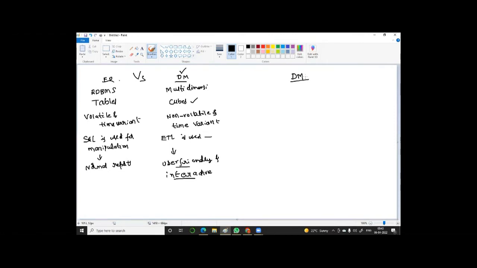Then they will tell all the requirements. Sir, this is our business. This many people will come. These many products we have. These many departments we have in the industry. All the data. It means the first thing, in order to build a DM dimensional model, is that I have to collect all the requirements.